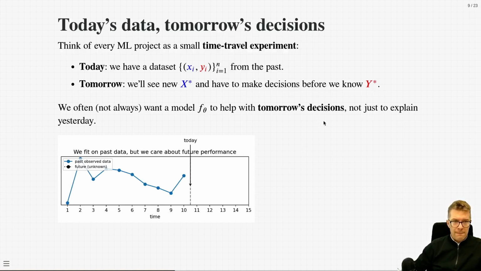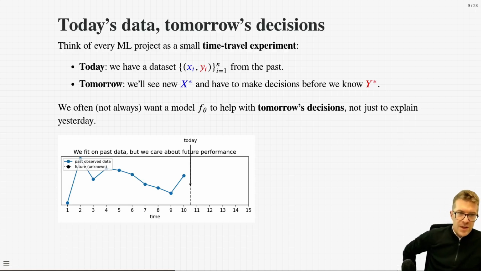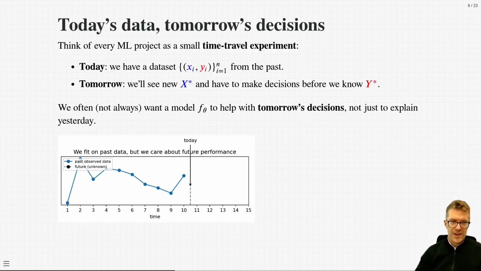So, one way of thinking about it is training a model f theta to help with tomorrow's decisions, not just to explain what happened previously. That's not always the case. I want to emphasize that. Sometimes we want to use machine learning really to uncover what happened in the past and help explain it and help discover the signal and the noise. But here's one helpful way to sometimes think of machine learning.